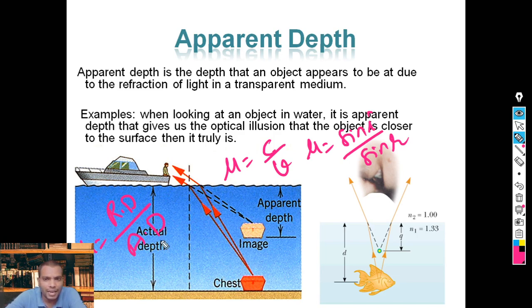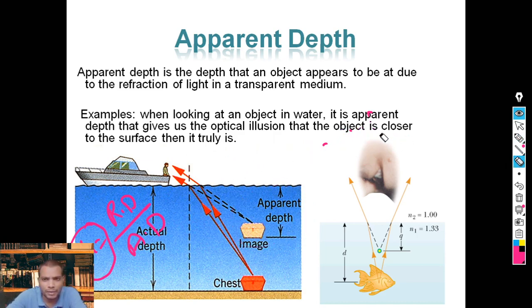If you divide these two, real depth and apparent depth, we will get a constant. That constant also gives the refractive index value for that medium. This concept is not part of your syllabus, but to give you knowledge, I was discussing it here. So this is all about apparent depth due to refraction.